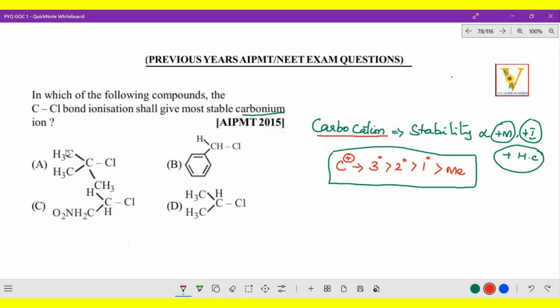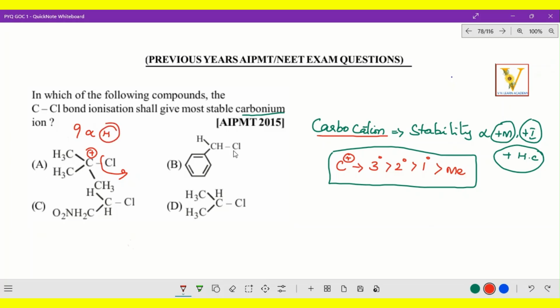So in that way, compounds A, B, C, D. Let us check it. In this, this is a leaving group, right? This part is a tertiary carbocation. For the tertiary carbocation, how many alpha hydrogens are available? Nine alpha hydrogens are available.